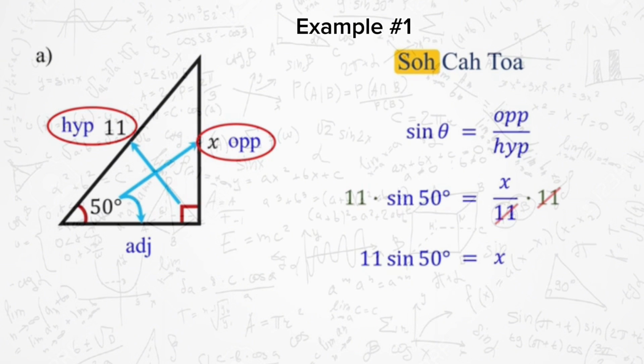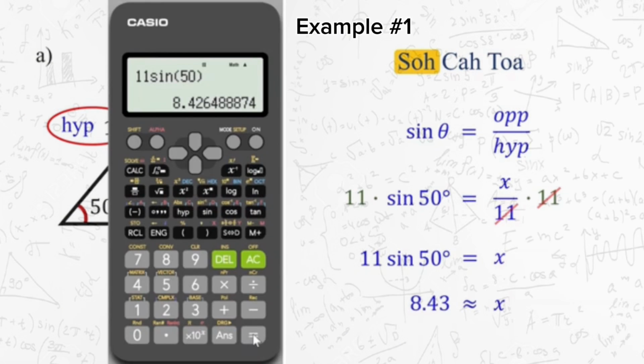To find this product, we need to use a calculator. Please make sure your calculator is in degree mode. As the angle is given in degrees, type in 11 times sine of 50. So, x is approximately equal to 8.43, rounded to the nearest hundredth. Now, let's move on to the next example.